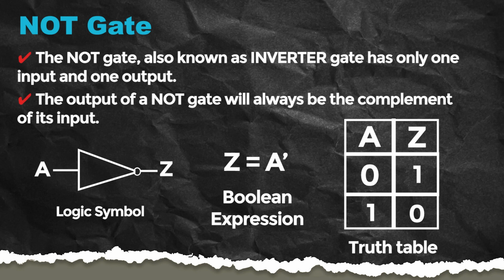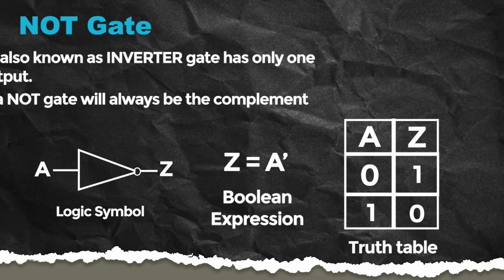So A can have two values. When A is 0, its complement Z is equal to A bar, that is 0 will become 1. And when A is 1, the output Z is again A bar, that means the complement of 1 will be 0.